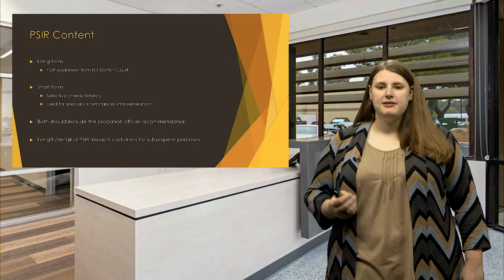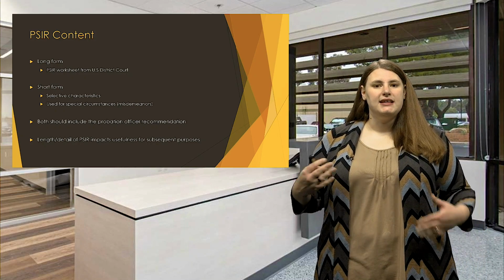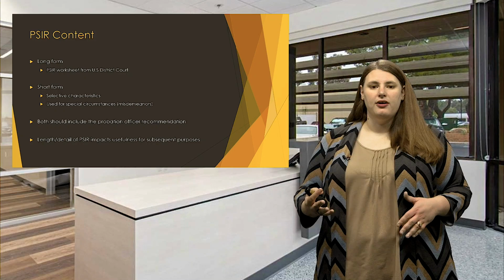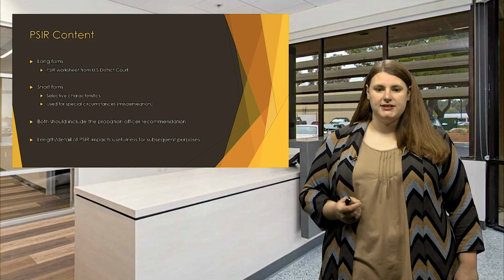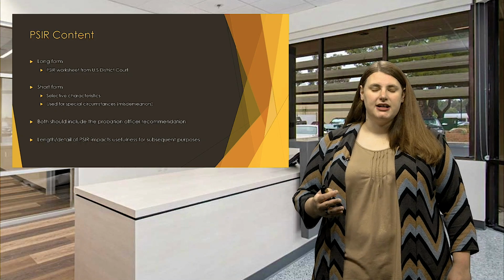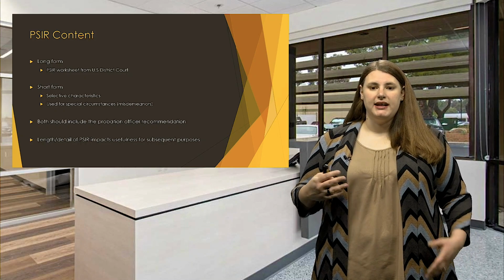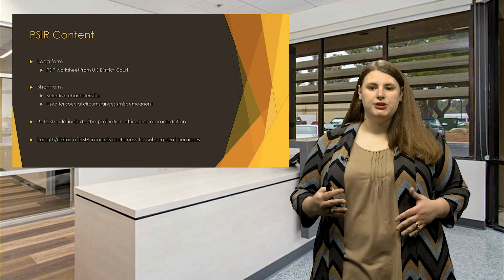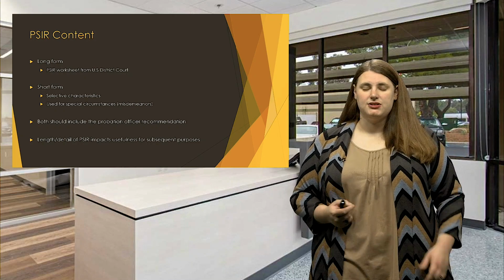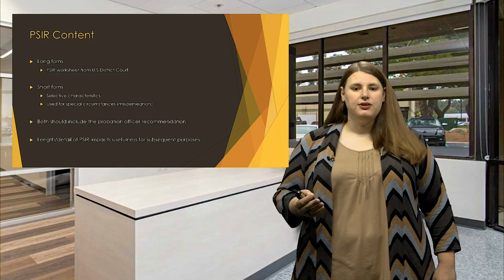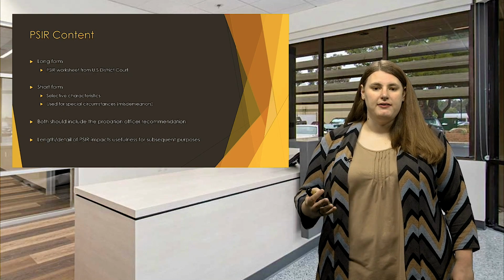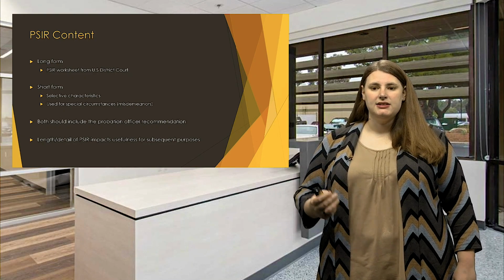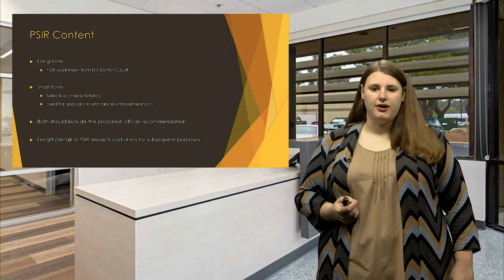Now there are two types of PSIRs. The first is the original PSIR, which is called a long form. The long form PSIR contains everything that a judge would need for sentencing. It should have a detailed discussion about the offender's history, including the educational, employment, social, residential, and medical history of the offender. It should also include information about the crime, including the offender's motivations, the offender's previous criminal history, and any additional factors that are believed to have influenced the crime.